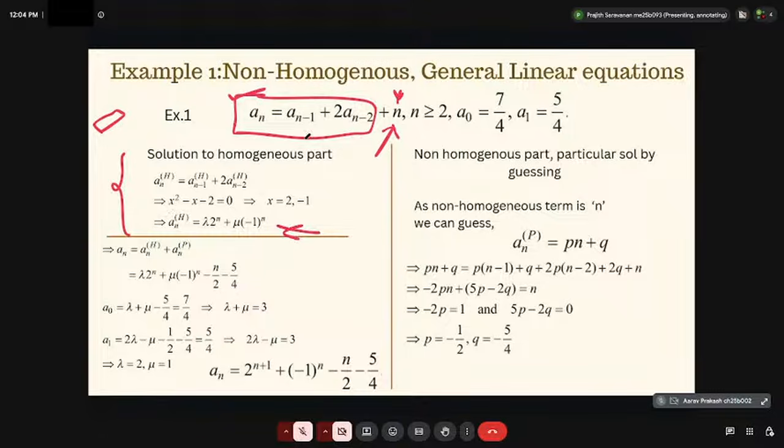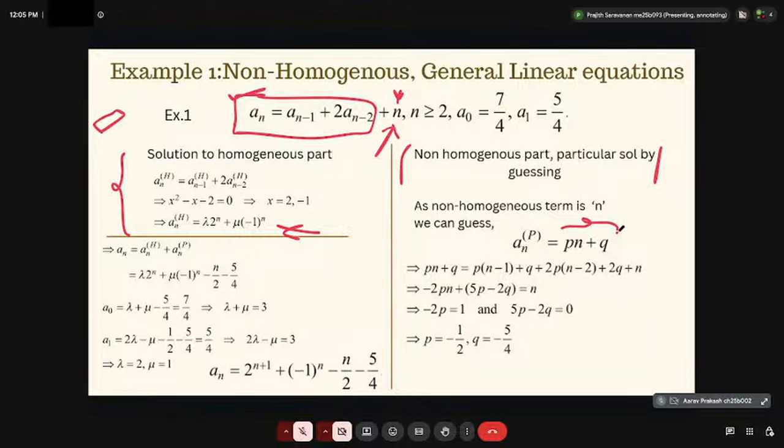If you simply put this back here, you will get an equal to an minus 1 plus 2an minus 2. You will not have this. To get that, we will add a solution. That is the non-homogeneous part solution that involves guessing. This involves very clever guesswork to get your solution. Okay, so what happens is we will guess this as your solution.